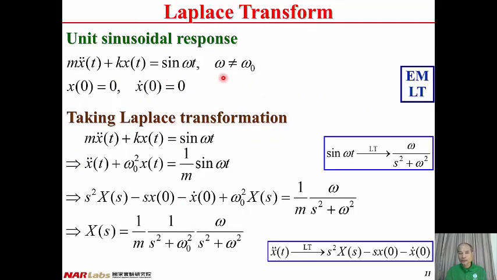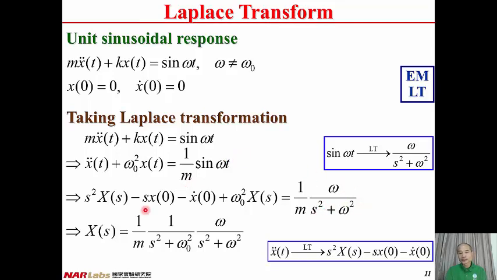And here's the motion equation. And we take Laplace transformation for the motion equation. The Laplace transform of the second derivative equal to s squared times xs minus s times x of 0 minus x dot of 0. Omega 0 squared times xt, the Laplace transform of xt equal to xs. And the Laplace transform of sine omega t equal to omega divided by s squared plus omega squared.